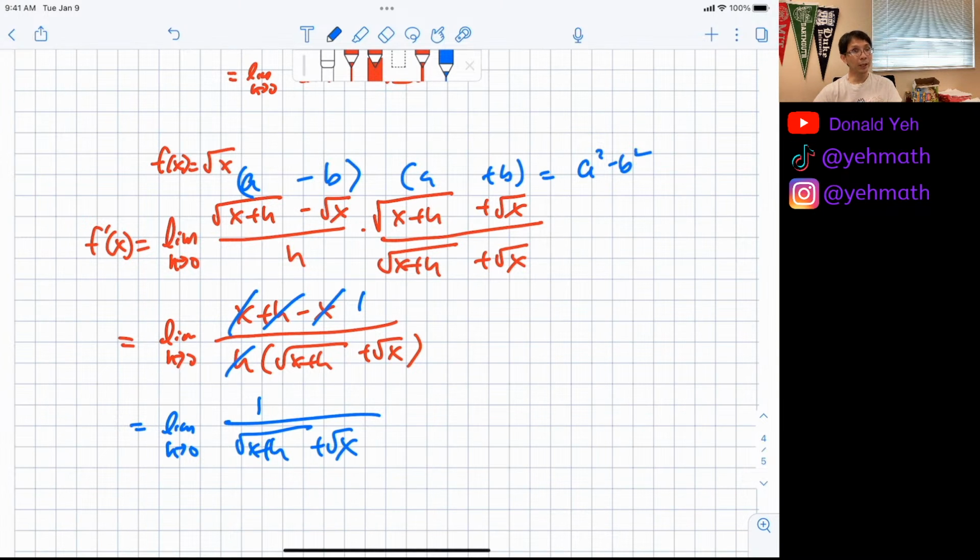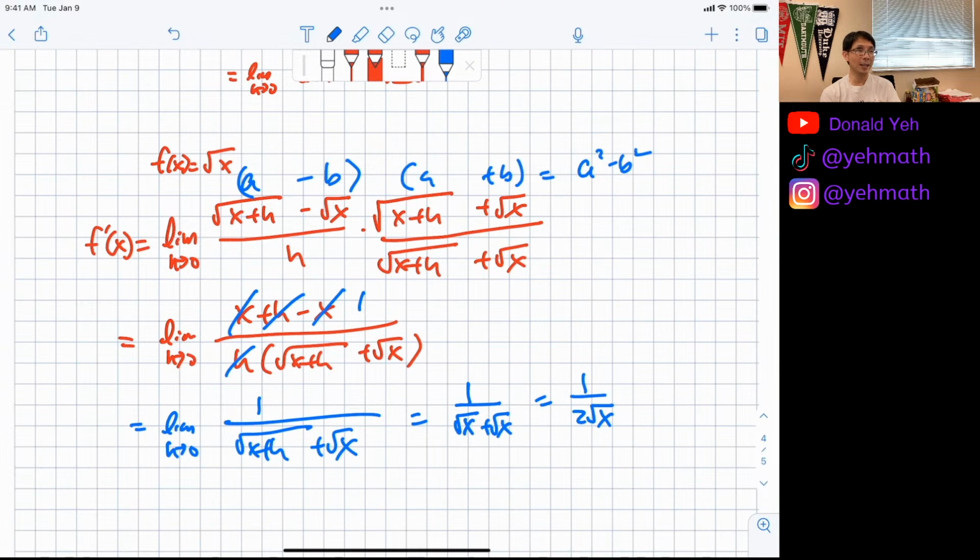What do you do next? The square root of x over square root of x. You already did the limit part now, so the limit's gone. I don't have to write down the limit after I plug in 0. Then it's going to be 1 over 2 square root of x.